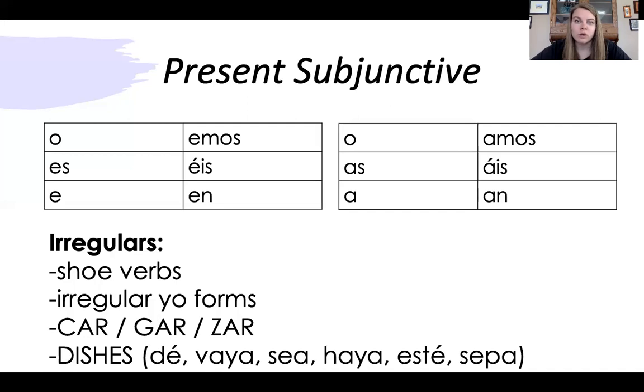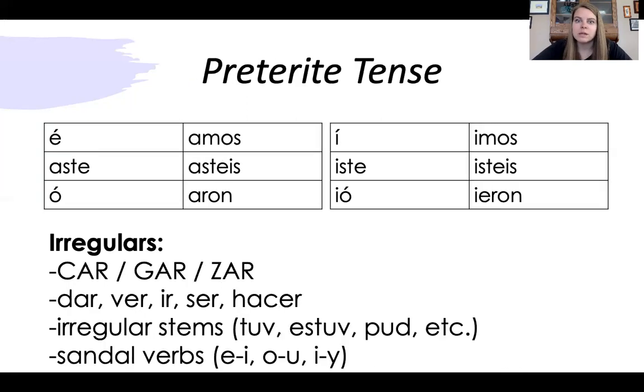Different irregulars we have to worry about. Shoe verbs do apply here. Because of present subjunctive, we go to yo, drop the O, add the opposite ending. So shoe verbs apply, irregular yo forms, of course, apply, all the ones I just mentioned. Car, gar, zar verbs apply. So if you're conjugating something like buscar, it's going to have QUE in it in all the forms because it's based on the yo form. And then dishes are our 6 irregulars, which I have listed there. You would just, of course, need to change the endings based on which form it's in.